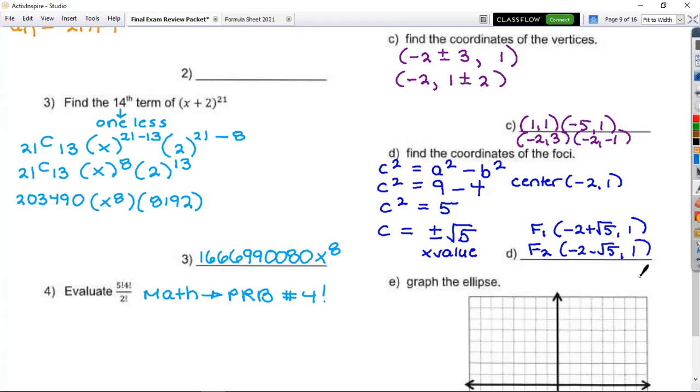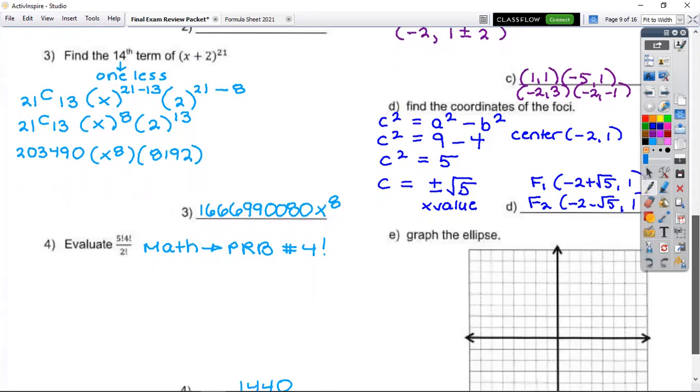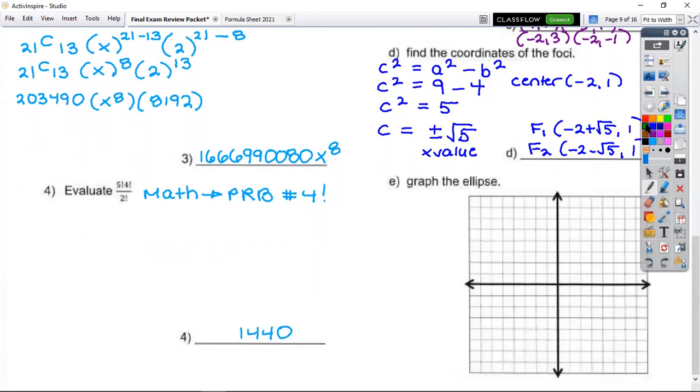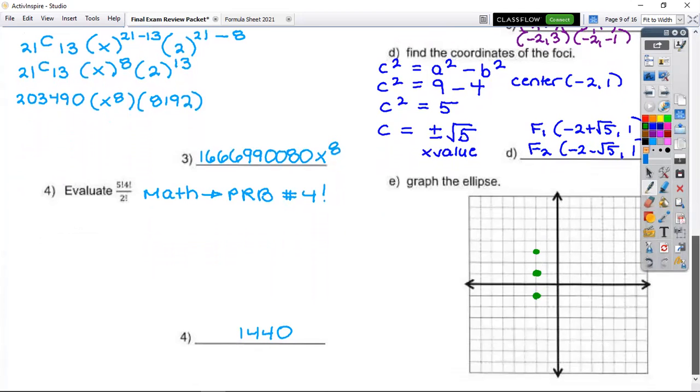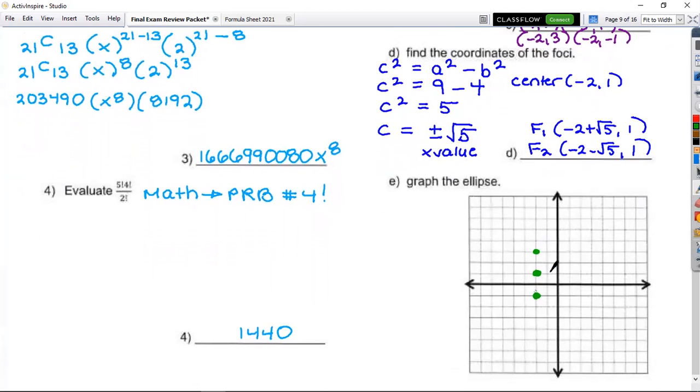All right, last we're going to graph this. We're just going to graph the center and your vertices. So just a quick sketch here. So I am centered at -2, 1. And my vertices are -2, 3, -2, -1. And my other two vertices from above were 1, 1 and -5, 1. And your ellipse is going to look like this. All right. So horizontal major axis on that one.